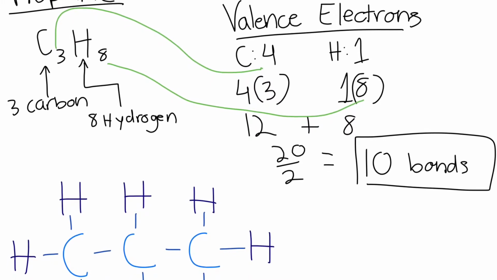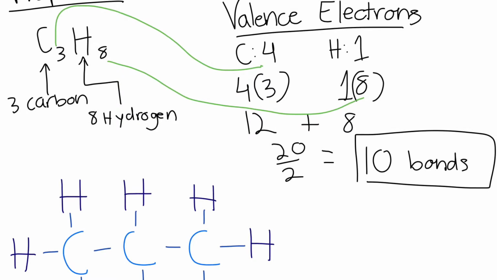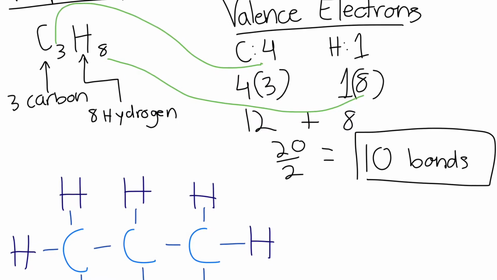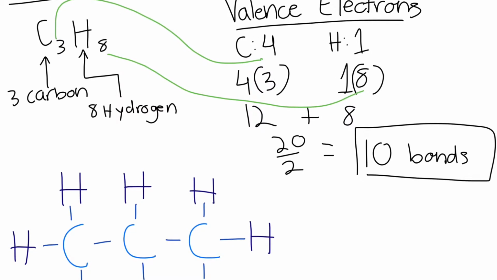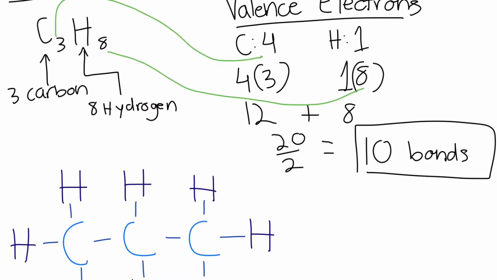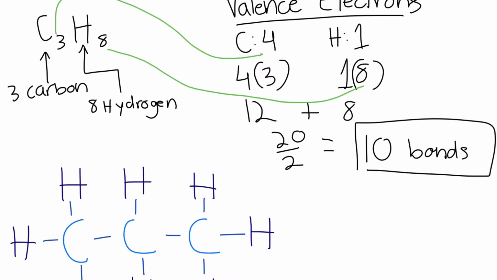Carbon's 4 valence electrons would be multiplied by 3, and hydrogen's 1 valence electron would be multiplied by 8. After that, add the two numbers together. So you would get 12 plus 8 equals 20.